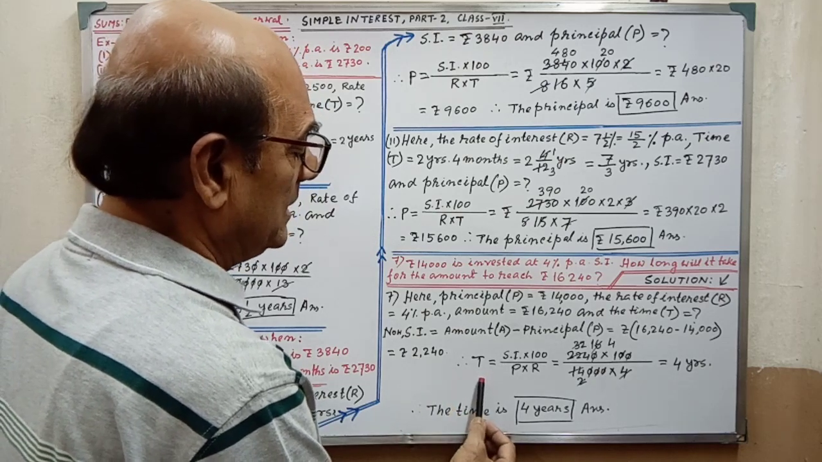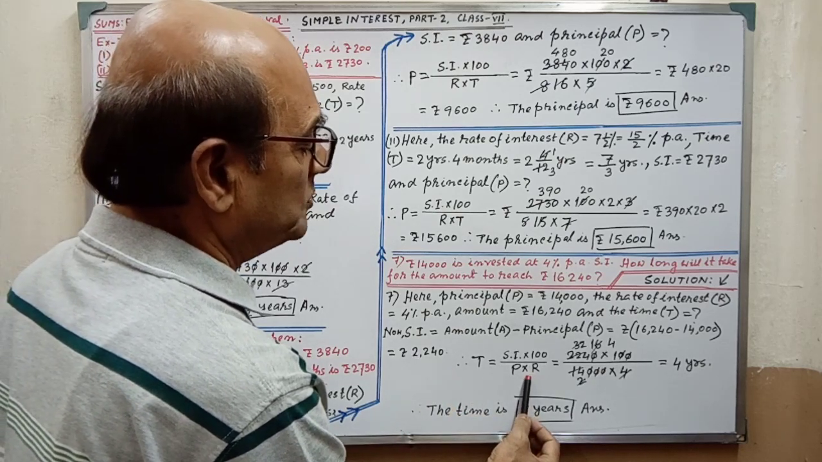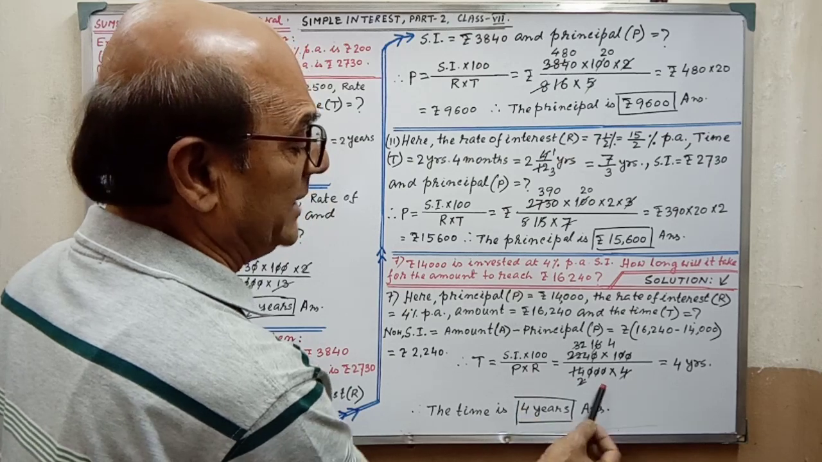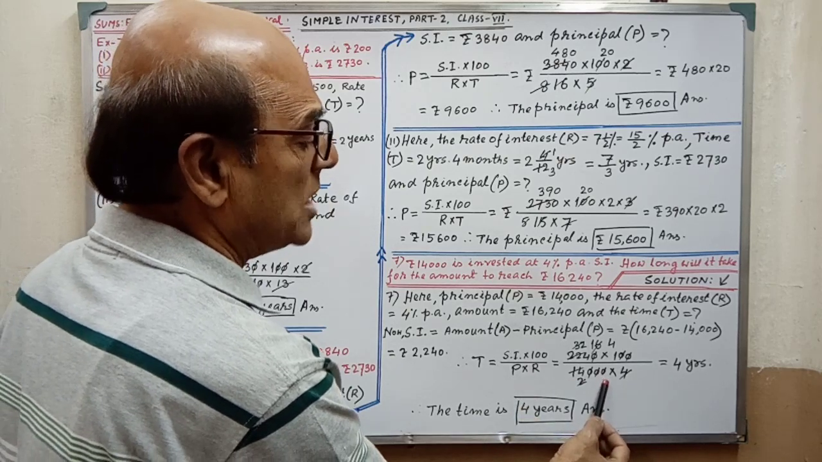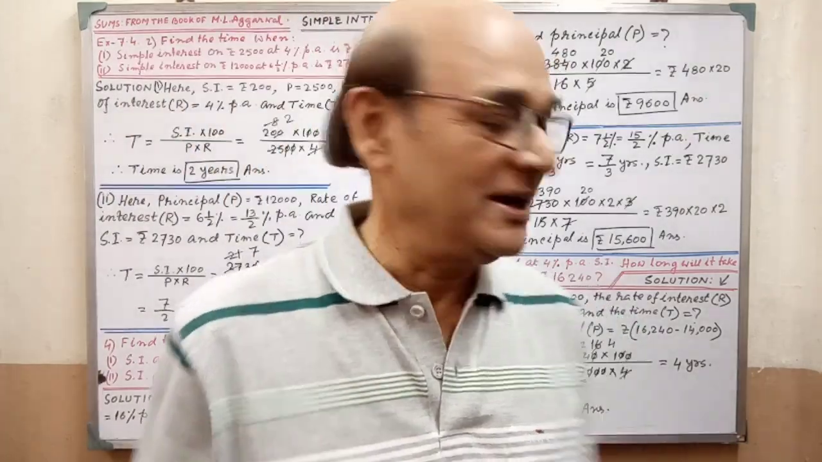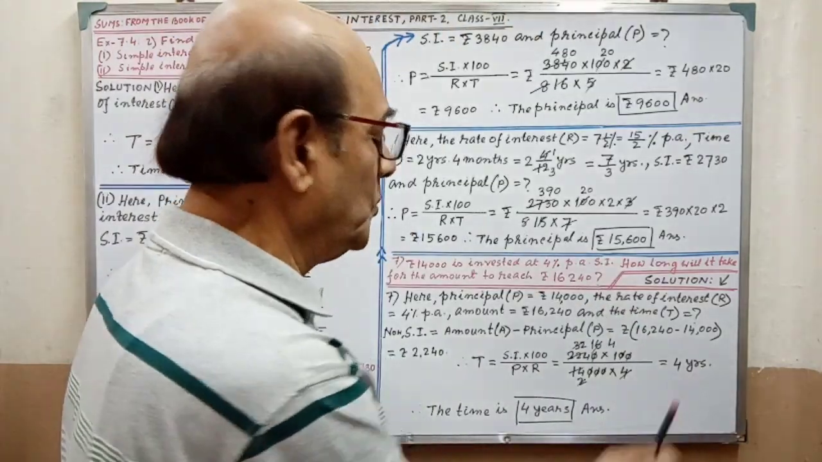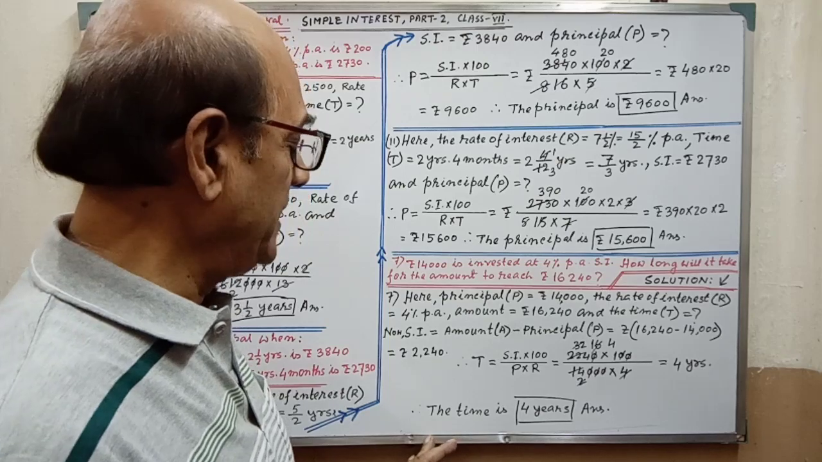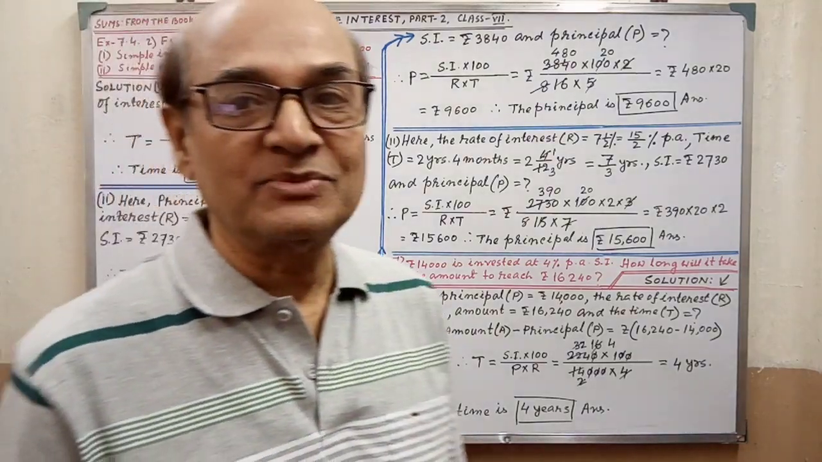Then time equal to, by applying formula we are getting this. Then we have to put the relevant values. After putting the relevant values and by calculation we are getting the time 4 years. At last you have to write the answer. The time is 4 years.